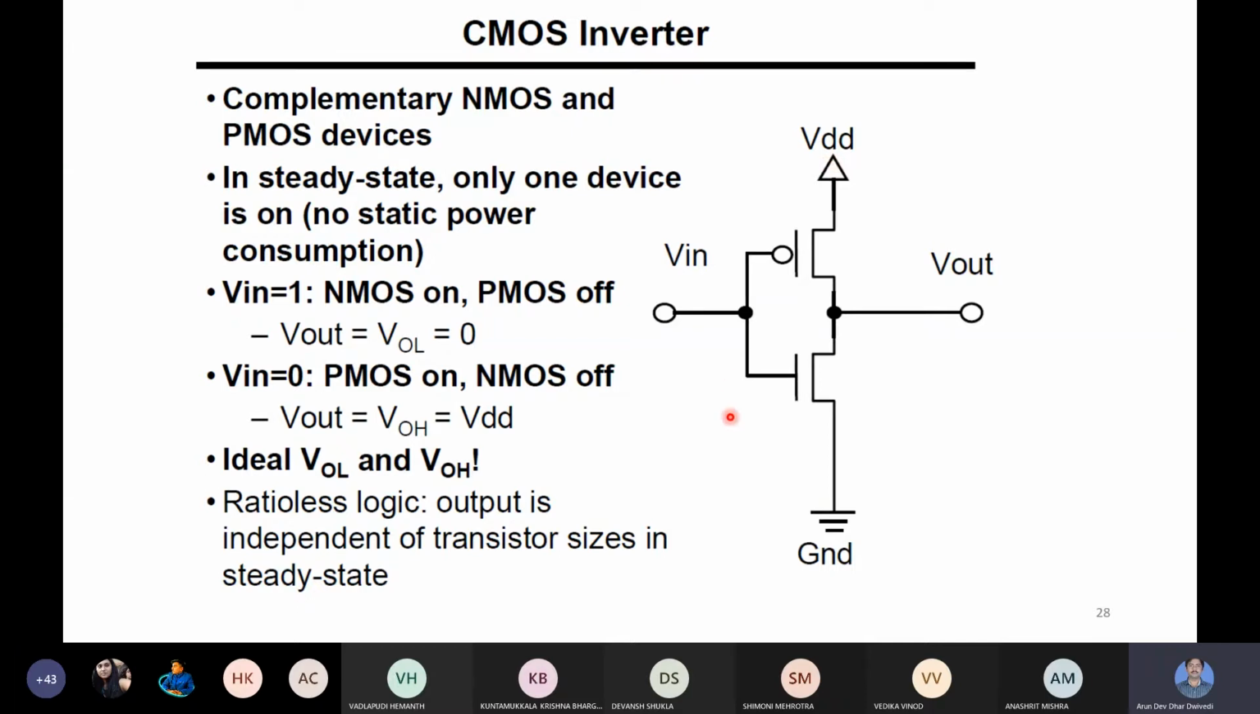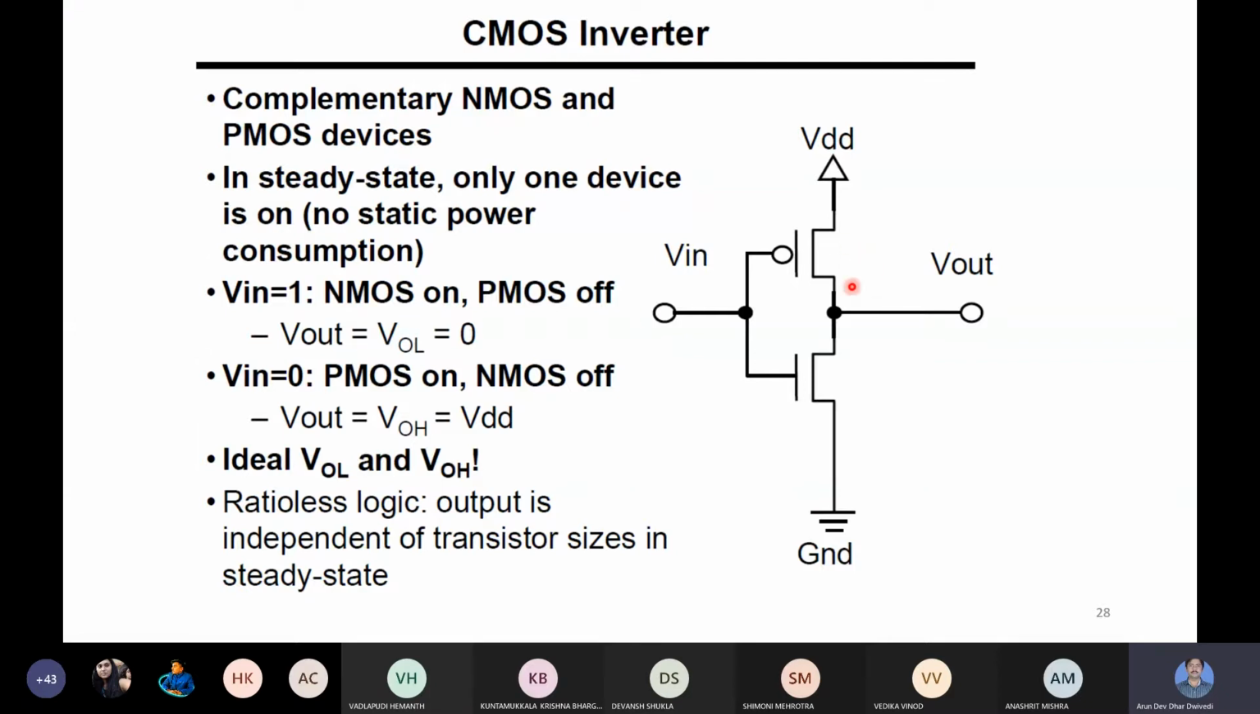So let us understand how it is working. In steady state only one device is on and one device is off, and there is no static power consumption. Either the NMOS will be on or the PMOS will be on, whatever you are giving, either 0 or 1. In one case one transistor is on, the other is off, and there is no static power consumption. Also it does not depend on the W by L ratio.